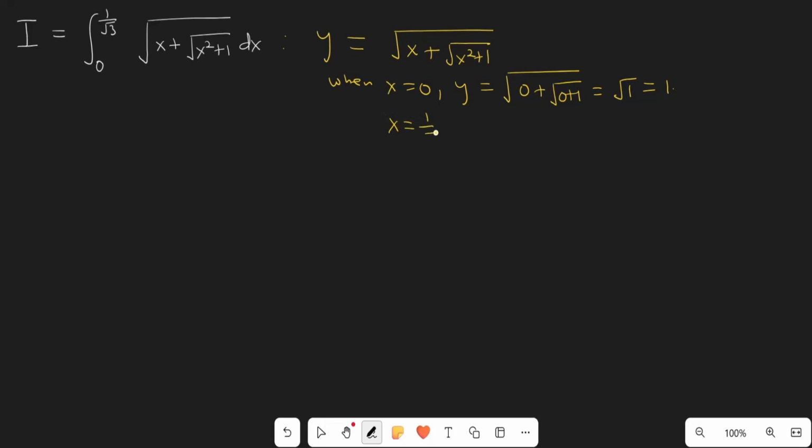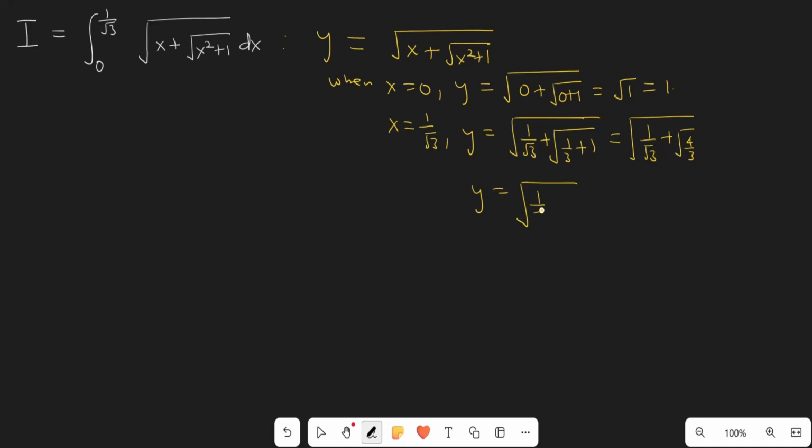When x is 1 over the square root of 3, y is going to be equal to the square root of 1 all over the square root of 3 plus the square root of x squared plus 1. So 1 over the square root of 3 squared is 1 over 3, plus 1. And this is equal to the square root of 1 all over the square root of 3 plus the square root of 1 over 3 plus 1, which is 4 over 3. So y is equal to what? The square root of 1 all over the square root of 3 plus the square root of 4 over 3 is 2 over the square root of 3.